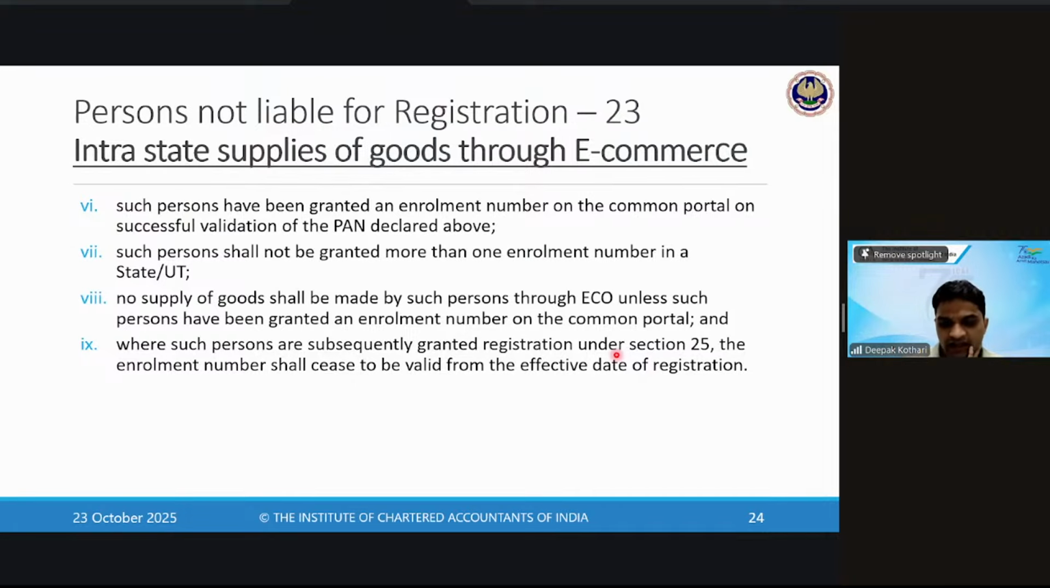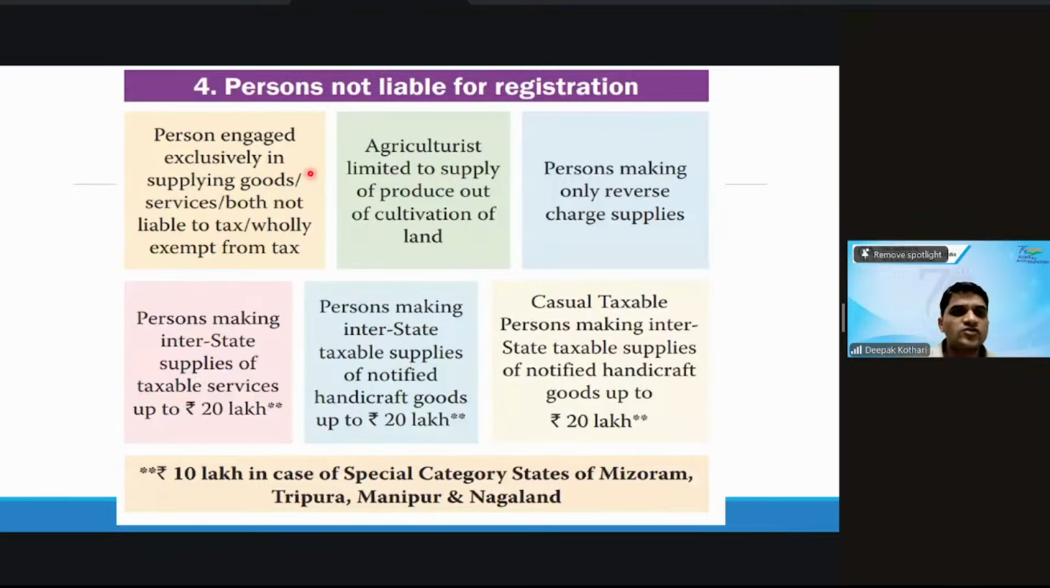So basically what we are saying under 23, that persons who is engaged exclusively in supplying goods or services, both not liable to tax, then need not take registration. Agriculturist, persons making only supply of reverse charge, persons making interstate supply of taxable services, uska limit up to 20 lakhs, persons making interstate taxable supply of notified handicraft goods, casual taxable person dealing with notified handicraft goods, and person who is doing an intrastate supply of goods through a quick commerce. These people need not take registration.